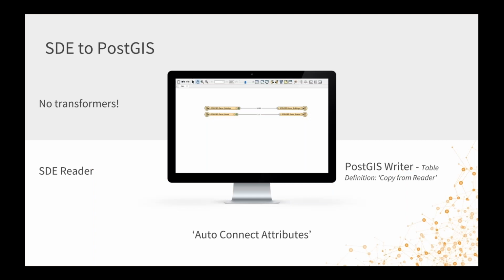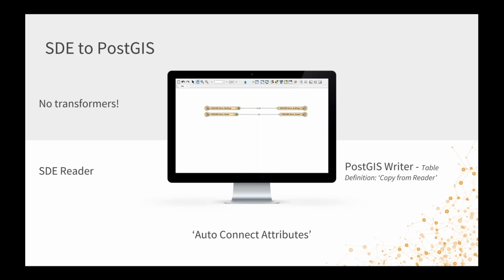So this was the workspace that was built to do this. You can see really easily, you've just got an SDE reader on the left-hand side. And then because you're just doing a straight copy over into Postgres, you just need to add a Postgres writer. When you're adding in that writer, it gives you the options for the feature types. So you can choose the table definition to copy from the reader. So it basically copies all of those attributes over from SDE and puts them straight on the Postgres writer. So you're going to have that replication straight away.